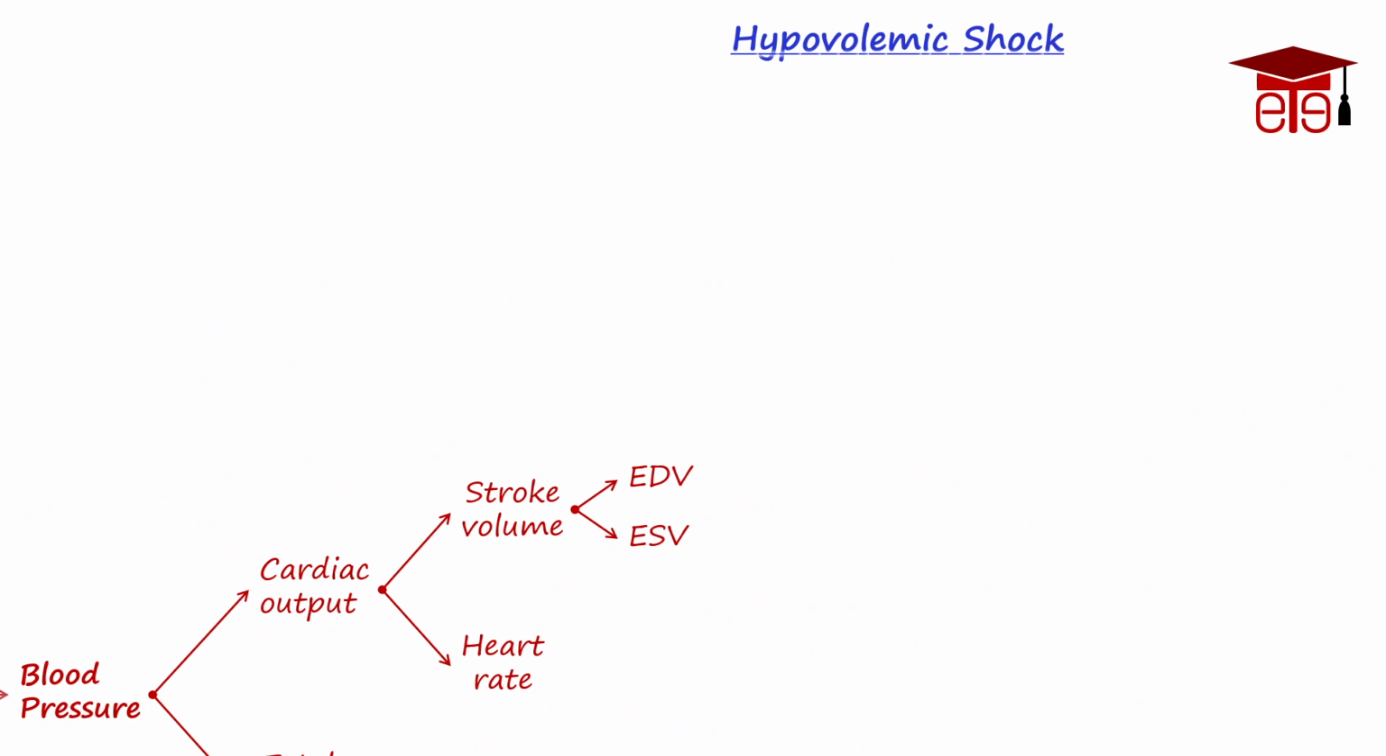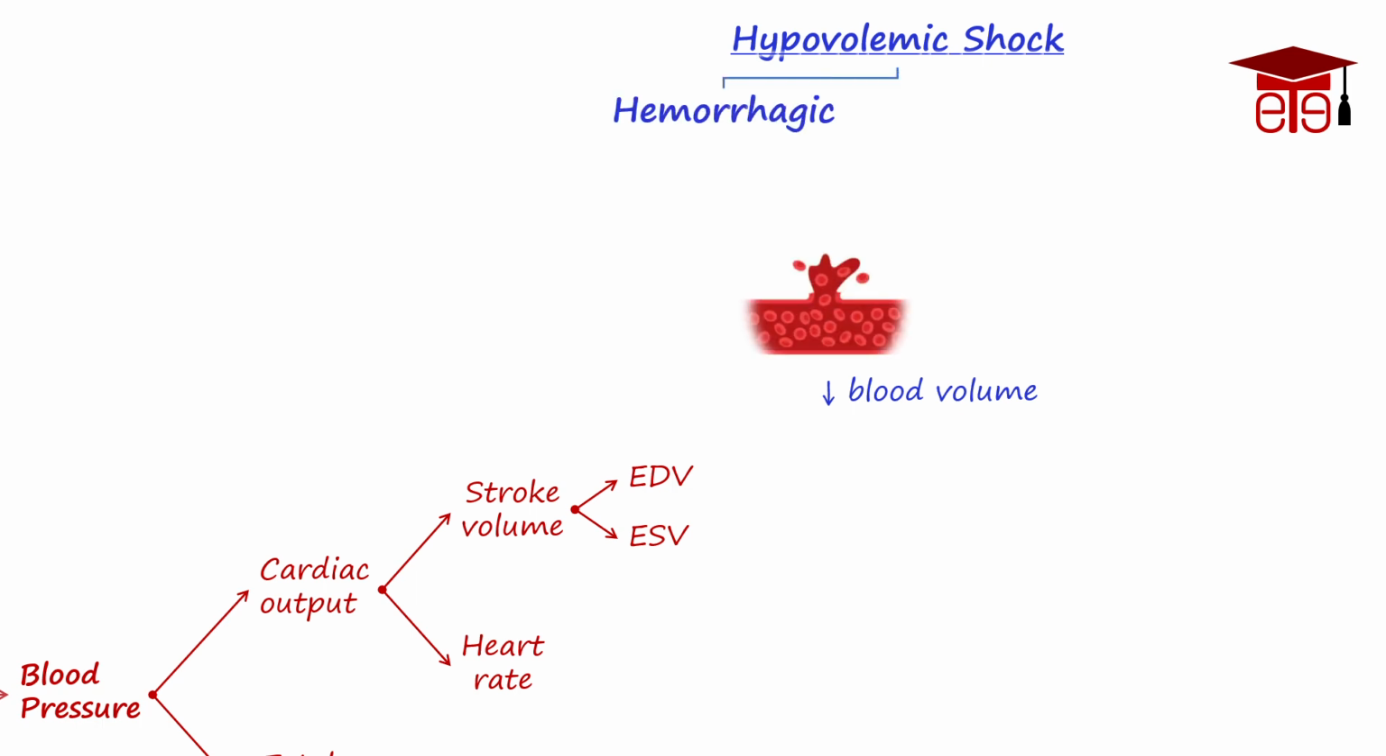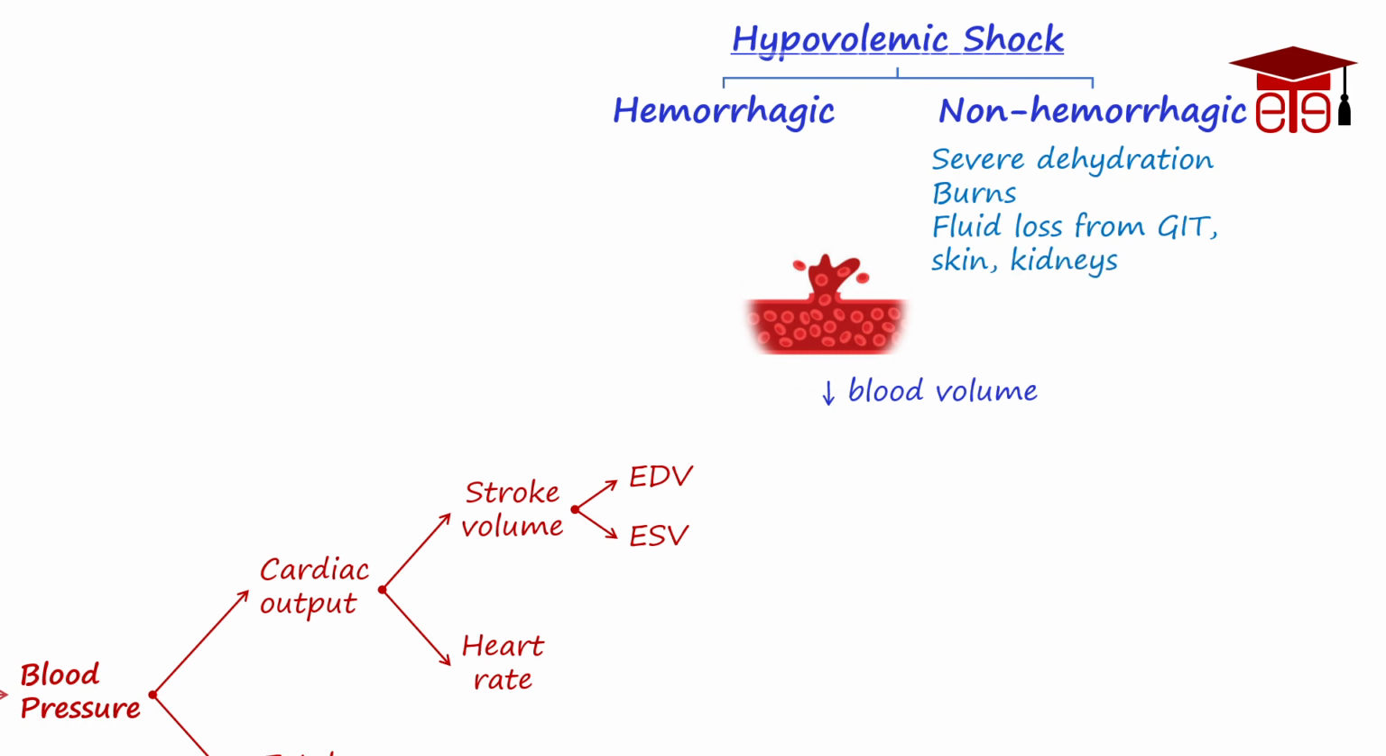Hypovolemic shock occurs due to a sudden reduction in circulating blood volume, which can be either hemorrhagic, caused by bleeding, or non-hemorrhagic. Non-hemorrhagic hypovolemic shock results from fluid loss that is not due to bleeding, such as severe dehydration, burns, or fluid loss from the gastrointestinal tract, skin, or kidneys. This loss of fluid decreases blood volume to a level insufficient to supply the body's organs, resulting in hypovolemic shock.